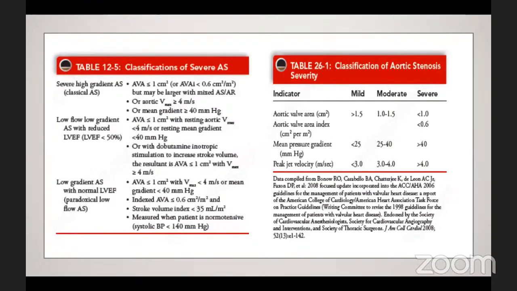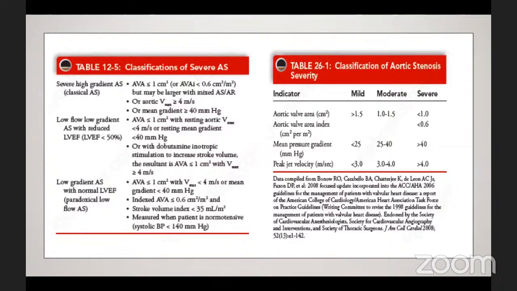Sometimes you have a patient with a very low area, less than 1 square centimeter, but a pressure gradient of less than 40 or velocity less than 4. And this is a category called low flow, low gradient aortic stenosis. In such a patient, in order to make sure whether it is a true severe aortic stenosis or not, you might use a dobutamine inotrope to stimulate the contractility of the ventricle.